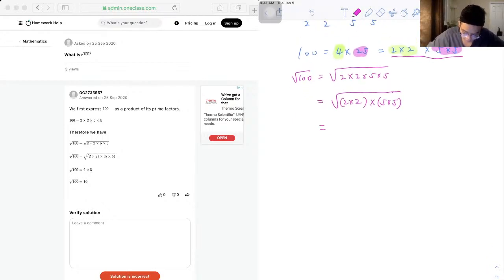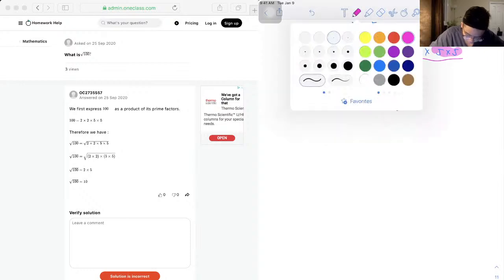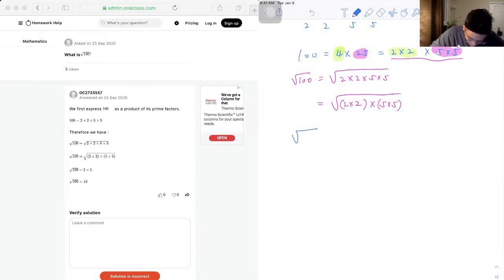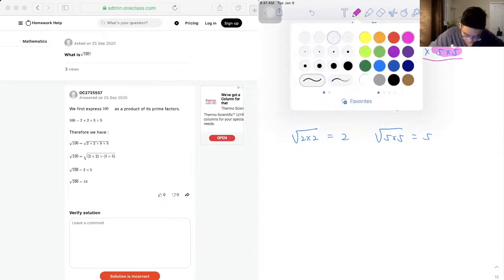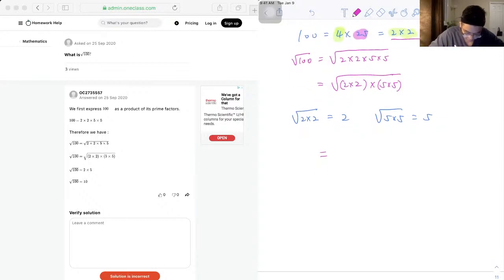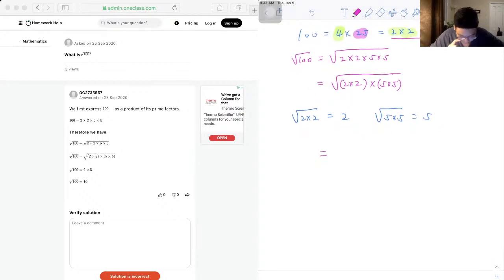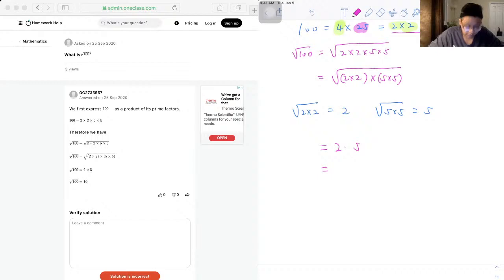And since we know that, I'll change the color. Since we know the square root of 2 times 2 is just equal to 2, and the square root of 5 times 5 is just going to equal 5. So by knowing this, we go back to our question. So root of 2 times 2, we can take the 2 out, which is 2, and 5 times 5, if I want to take a square root of that, it is going to equal 5. So 2 times 5 is equal to 10.